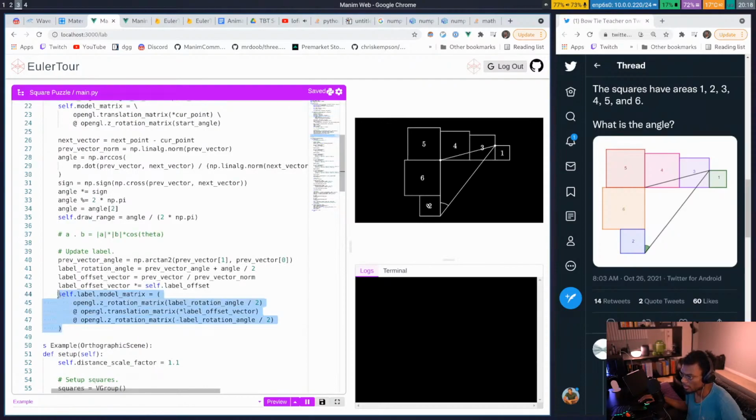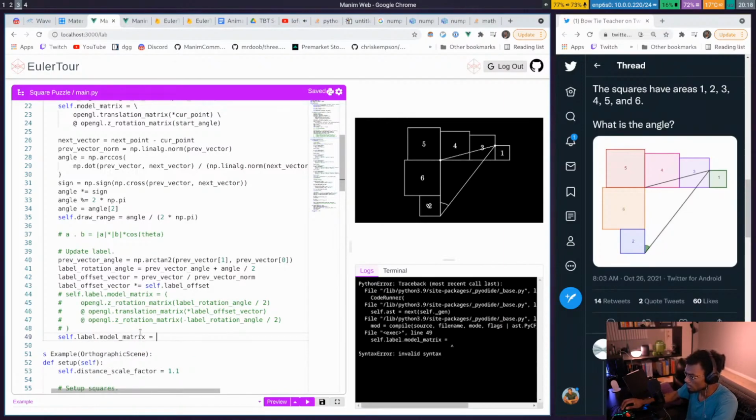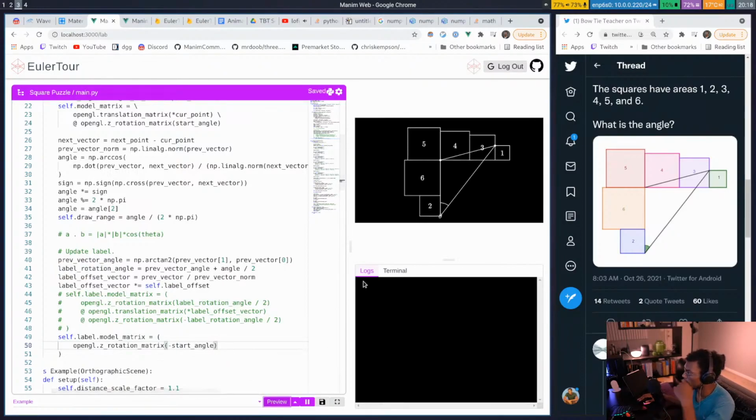So that means not doing any of this stuff. I'm just gonna undo that. Okay, so now it's right side up. That's a start. And then from there, I just want to translate it, I think. And then the question is how much to translate it by.